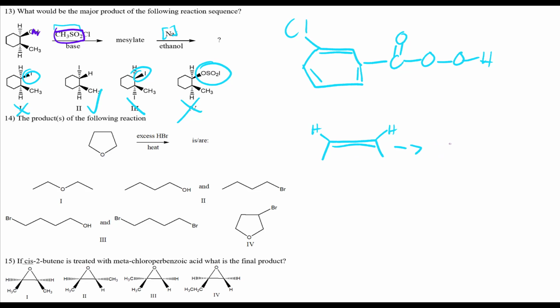All you're doing is keeping this the same, and then you're going to add an epoxide. An epoxide is an O that is, well, not double bonded, but it has 2 bonds connected to it. And of course, you have your H's over here, and your H's like that. So your answer choice should be number 1.